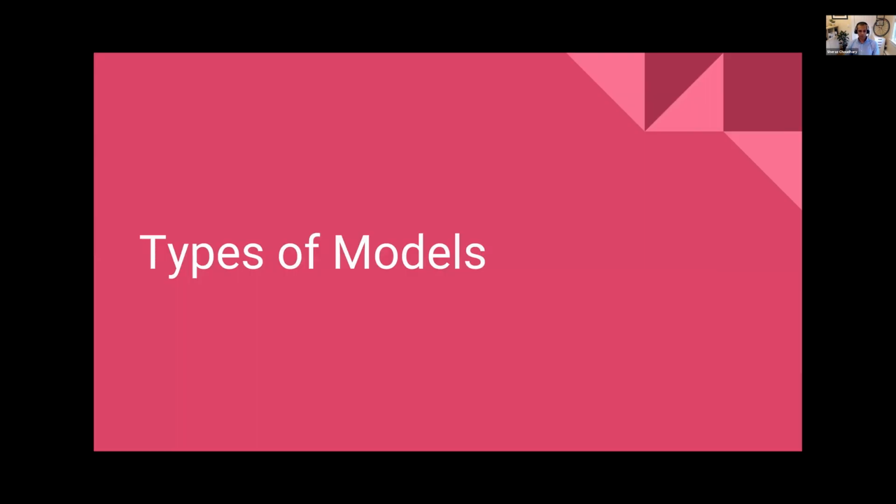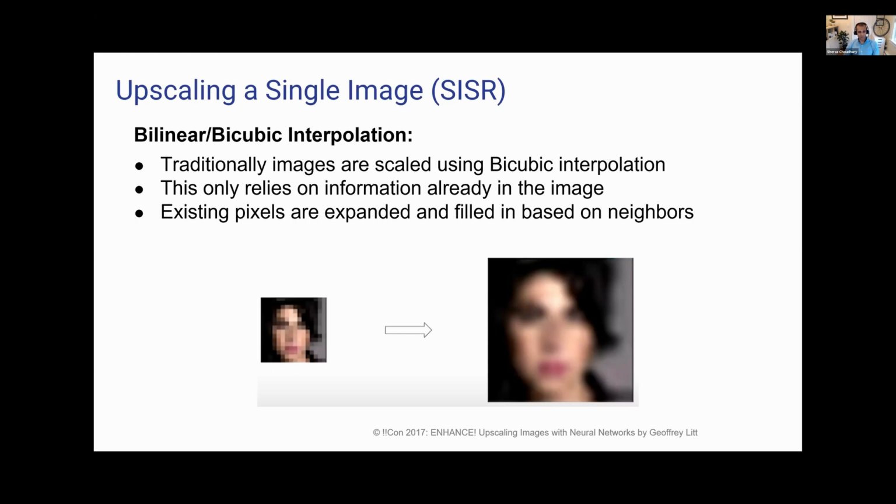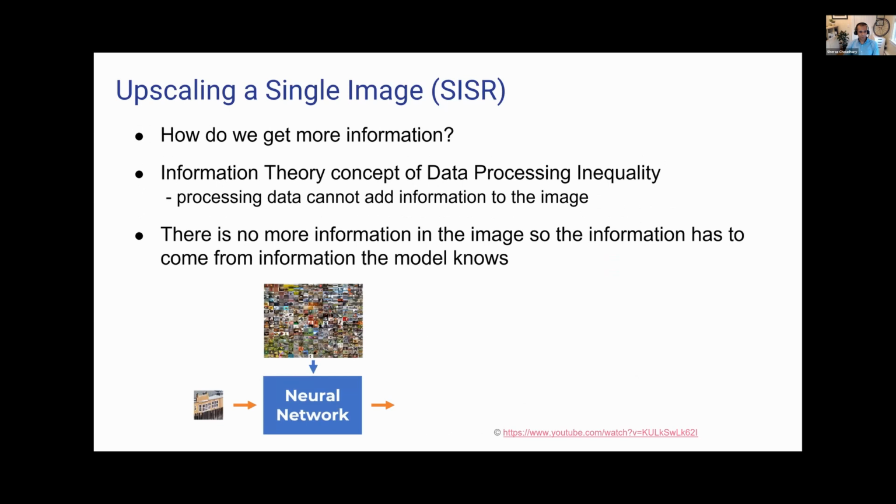So different types of models, and this will all relate to single image super resolution. The traditional method is just bicubic or bilinear interpolation, which is basically you take the small image, you expand it, and then you fill in the missing pixels with pixels like neighboring pixels. And you can see it just creates a blurry image of this, like it scaled up the image, but it didn't add any information. So how do we get more information into an image?